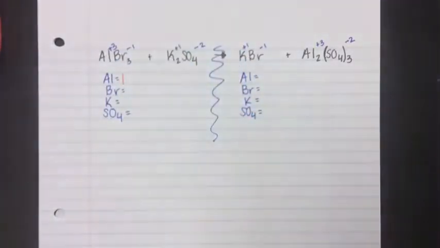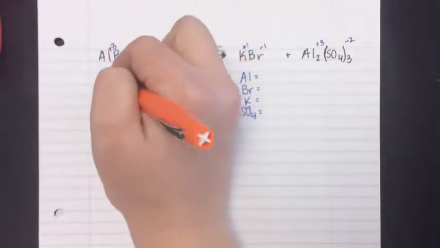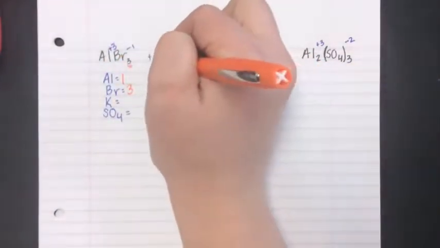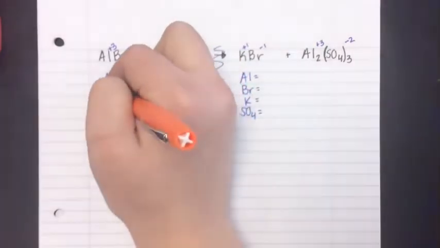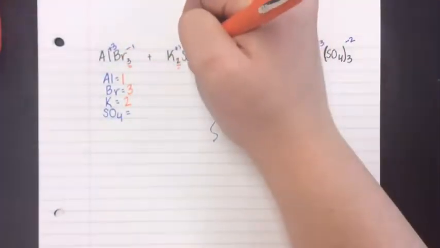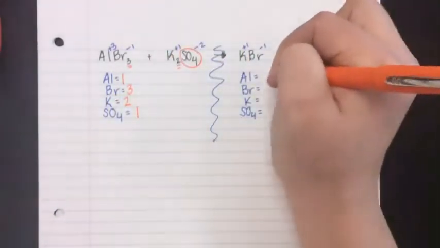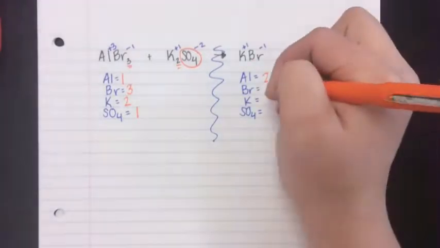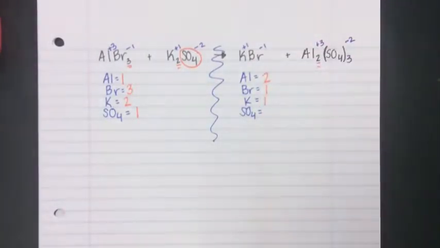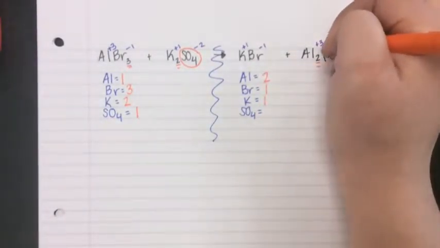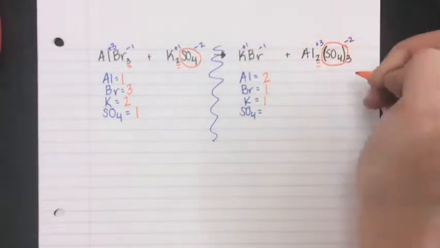Next, I must count my atoms. I have 1 aluminum. The subscript 3 means I have 3 bromines, subscript 2, 2 potassiums, and 1 sulfate, because it is one thing kept together. On my product side, I have a subscript 2 on aluminum, 1 bromine, 1 potassium, and a subscript 3 on the outside of the parentheses, meaning I have 3 sulfates.